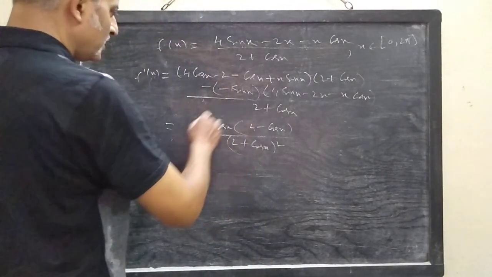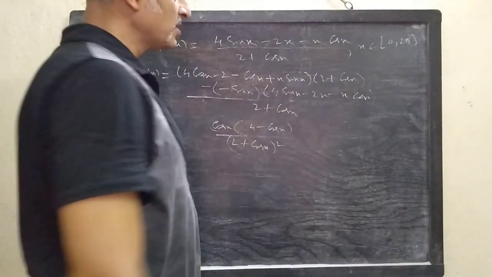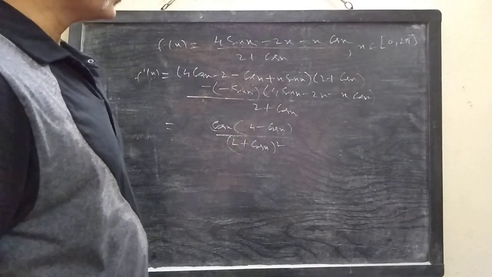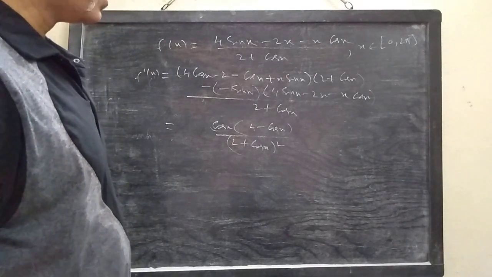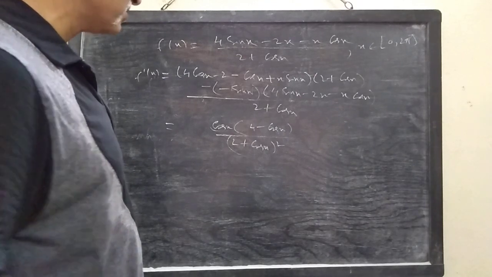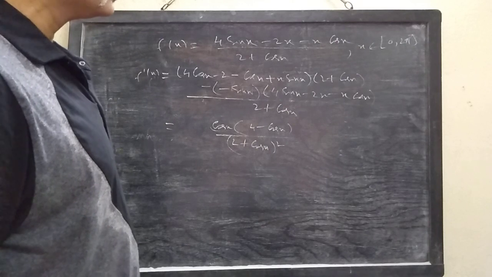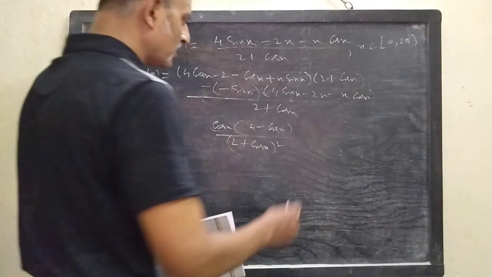Now the factor is where cos x is positive and where cos x is negative. In the portion 0 to 2 pi, cos x is positive only in 0 to pi by 2 and then 3 pi by 2 to 2 pi. And in the other part, from pi by 2 to 3 pi by 2, this is negative. So you can write in this way.